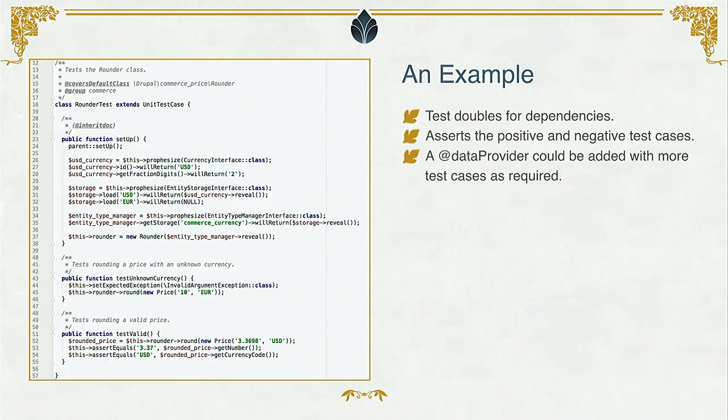So when you're unit testing, since you don't have access to things like a database, if you actually interact with, say, an entity in your particular unit, you actually have to create a test double, which is basically a representation of your dependency, which behaves in a really specific fashion. So in this case, we're creating three dependencies. We're creating an entity for currency, US dollars. And we're setting up some preconditions to say that this dependency, when the ID method is called, is going to return US dollars. Then we're creating entity storage and entity type manager, and we're passing all of that into the rounder so that the rounder doesn't need that extra level of database and abstraction to actually do its thing.